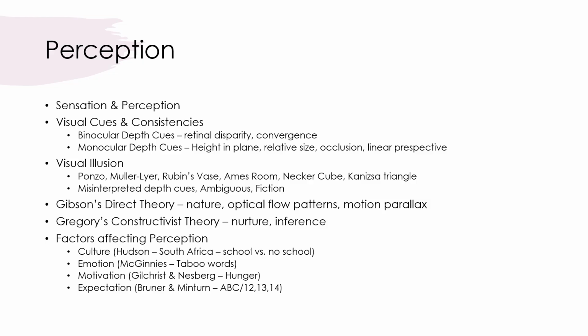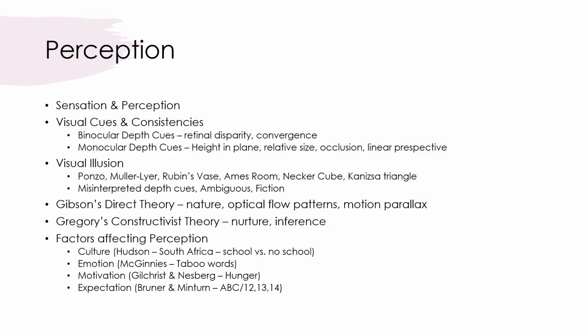And then you've got emotion. So this is McGinnies' study, the taboo words. So you had neutral words or taboo words. They measured what's known as galvanic skin response, so sweat on the palms, or reaction time, and found it was longer for the taboo words. So how emotional we are towards something can change how we perceive it.